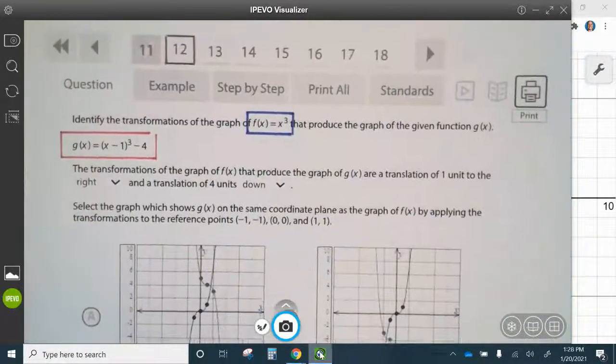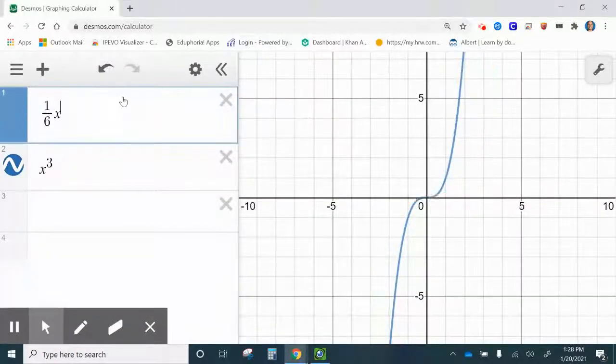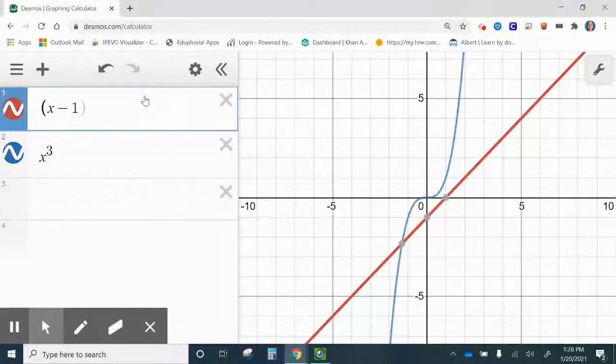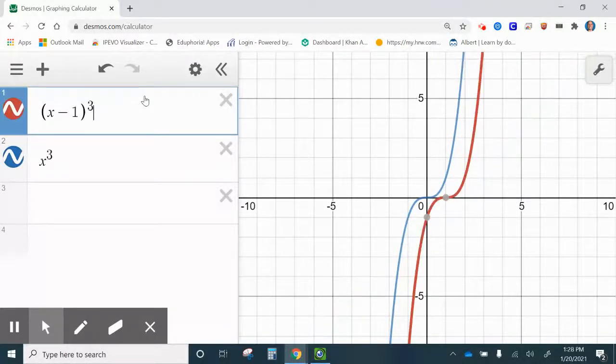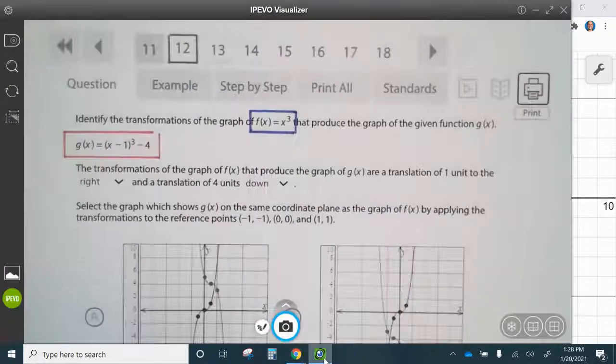Identify the transformations of the graph of f of x equals x cubed that produce the graph of the given function g of x. So again, we're going to graph that in Desmos. Parentheses x minus 1 cubed minus 4. All right, so we can see that's the graph.